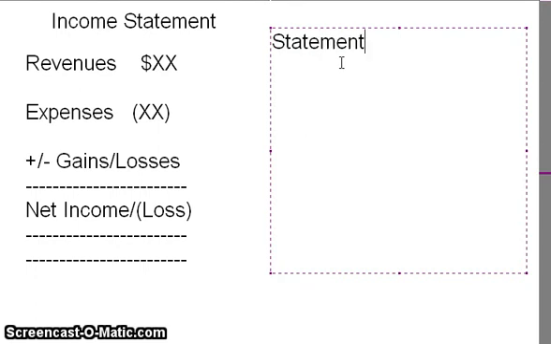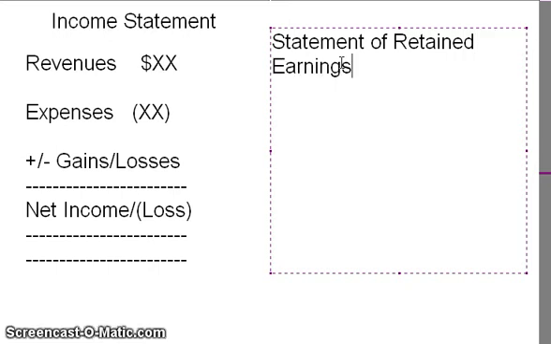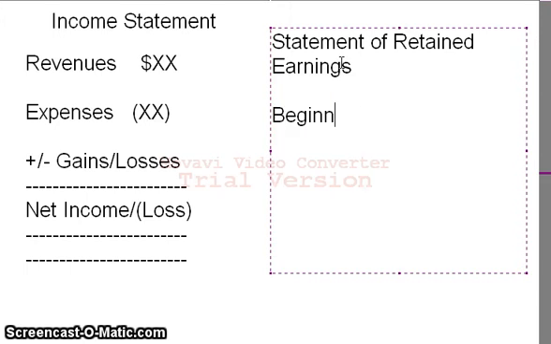Statement of retained earnings. This could also be called the statement of stockholders' equity or the statement of shareholders' equity, any of those things. And what that shows is it starts off with what do you have in your business? What is your equity in the business? What do the owners own of the business? What is the value of their business to them?